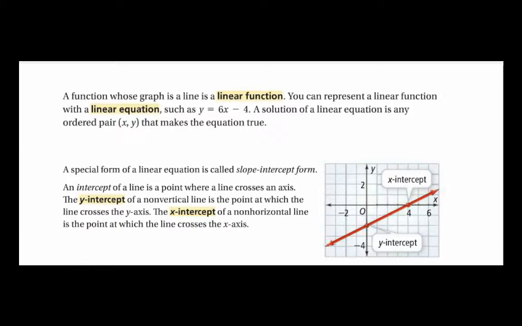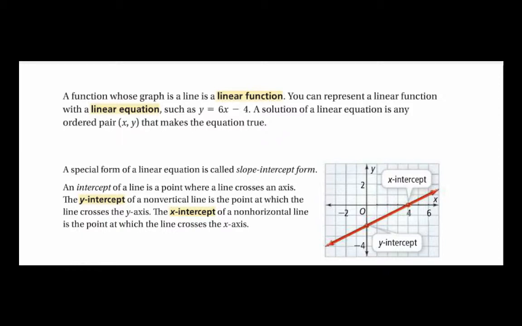A special form of a linear equation is called slope-intercept form. An intercept of a line is a point where a line crosses an axis. The y-intercept of a non-vertical line is the point at which the line crosses the y-axis. The x-intercept of a non-horizontal line is the point at which the line crosses the x-axis.